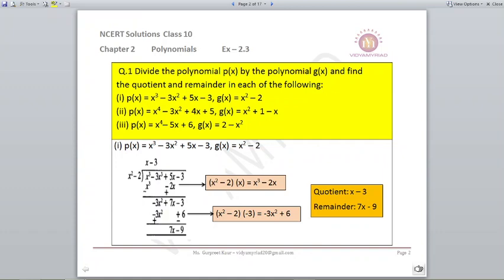Now change the sign. You will see minus 3x square and plus 3x square get cancelled and you are left with 7x minus 9. Now this is your remainder. You cannot solve it further because this is already of lower degree than your divisor, which is x square minus 2. So my quotient is x minus 3 and my remainder is 7x minus 9.